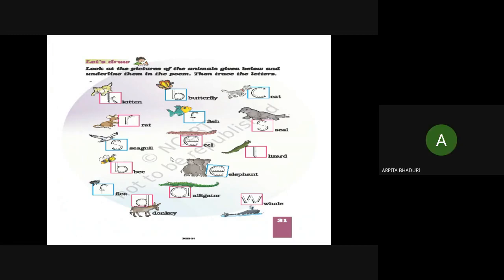Okay, ma'am. Well, just wait for a minute and you will have a surprise. Okay. So now this is? Lizard. Very good. Next? Bee. Yes. Elephant. Yes, very good. Flea. Yes. Donkey. Alligator. Alligator, very good. Donkey. Yes. Whale. Yes, very good. You said all the answers correctly. And if you wish, you can write these letters also on top of this.